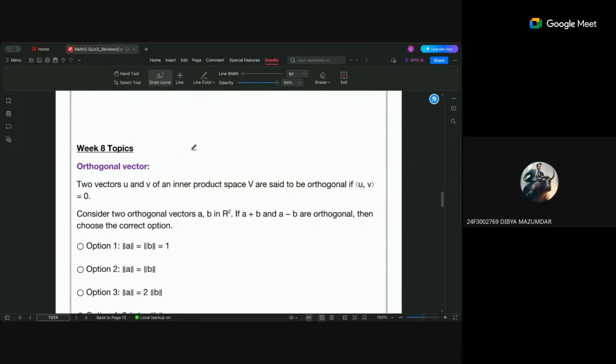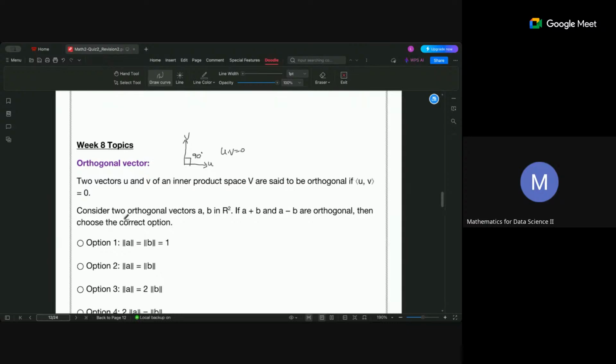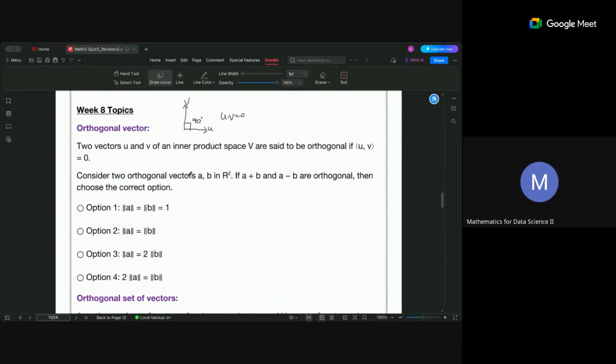Inner product equal to 0. So let us say you have two vectors at 90 degrees. If you have u and v, then the inner product, the dot product u dot v, is 0. So inner product u comma v should be 0. Then we call such vectors orthogonal. Now let us say you have two vectors which are orthogonal. It means you know that inner product a comma b is 0. Now if a plus b and a minus b are also orthogonal, what can you say about the following options?